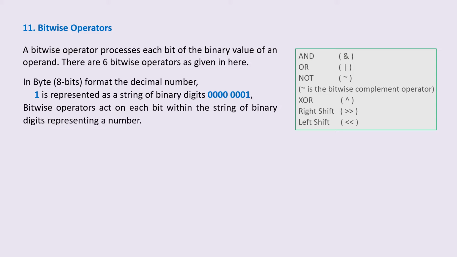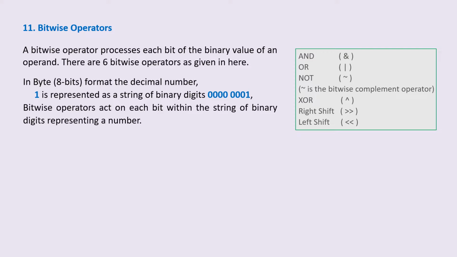As we already know, in byte, or the 8 bits format, the decimal number like 1 is represented as a string of binary digits 00000001. Bitwise operators act on each bit of the binary representation of a number.